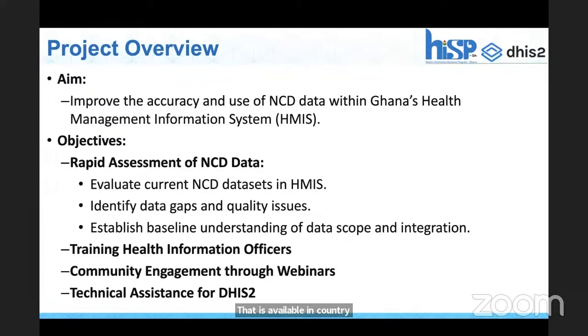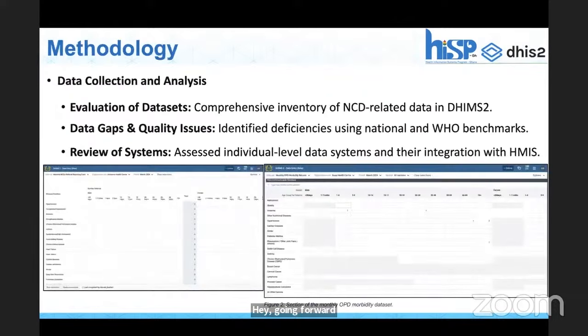We were also targeting to do some training of our HMIS officers going forward. Now, by way of methodology, as I indicated, we did an inventory of all the data sets, and after that, we identified the gaps that currently exist, and also looked at the individual level data that is available on some systems across the country, and then possibilities of integration.